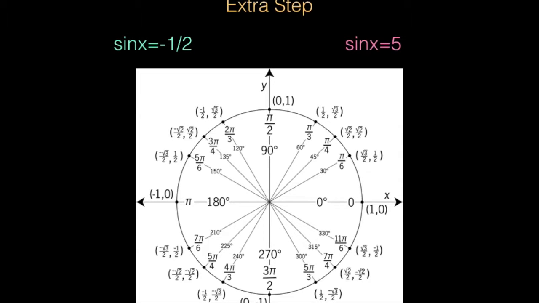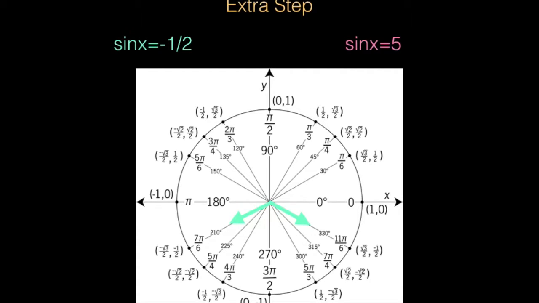So the extra step involves finding the x values that make sine x equal to negative 1/2. Sine x is never equal to 5. The range of a sine graph goes from -1 to 1. There is no 5 within the range of a sine graph, so we can ignore sine x is equal to 5 and just focus on finding the x values that make sine x equal to negative 1/2.